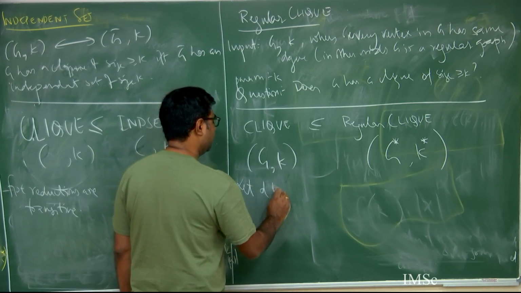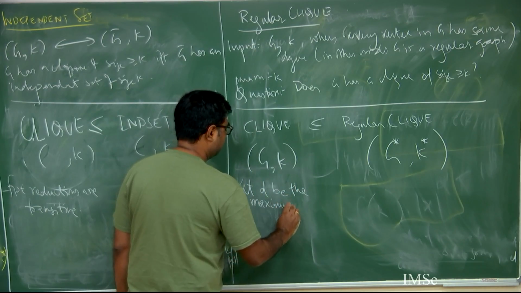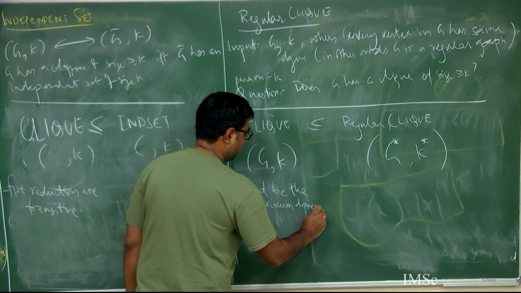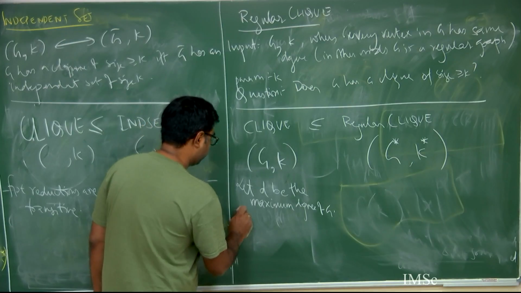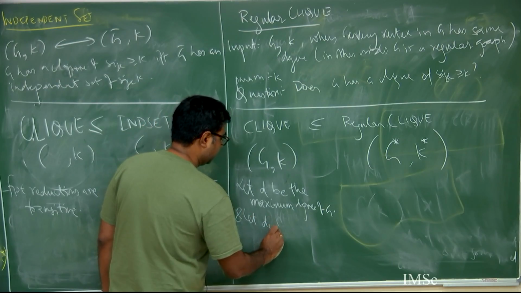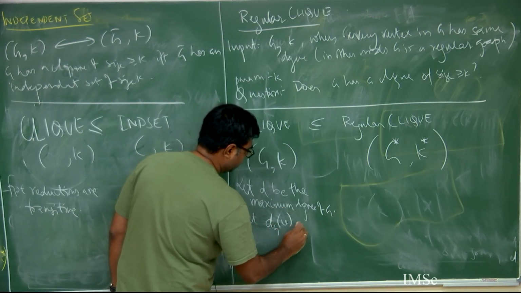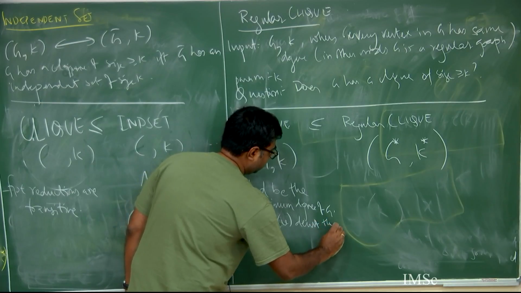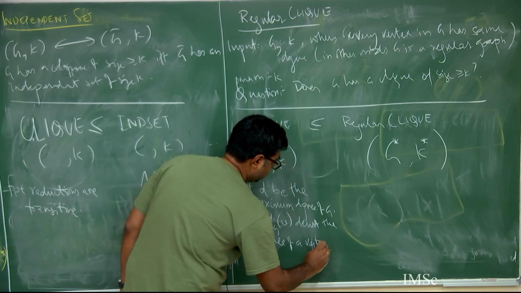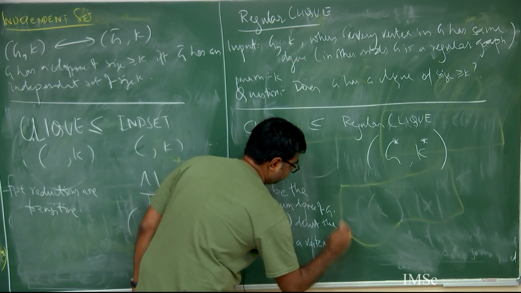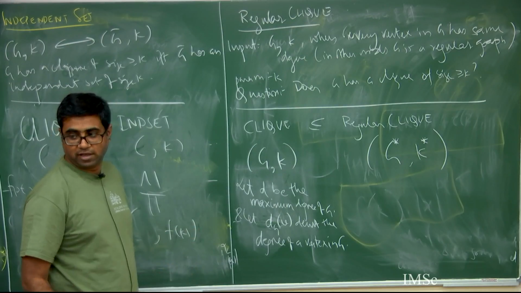Let D be the maximum degree of G. Okay, fine. And let d_G(v) denote the degree of a vertex in G. I have fixed this notation so that we can talk in this language.